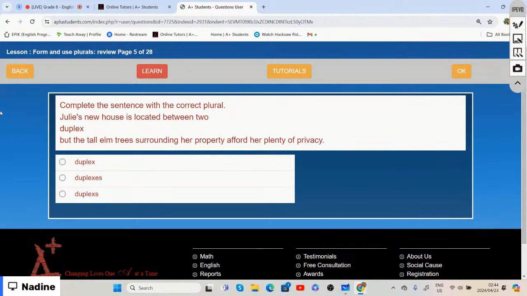All right, so it says two duplexes. Do we say it's option one, which is duplex, or two, which is duplexes, or three, which is duplex and then with an S? So we need to choose the correct one. And if we choose the correct one, we will go with option two, right?